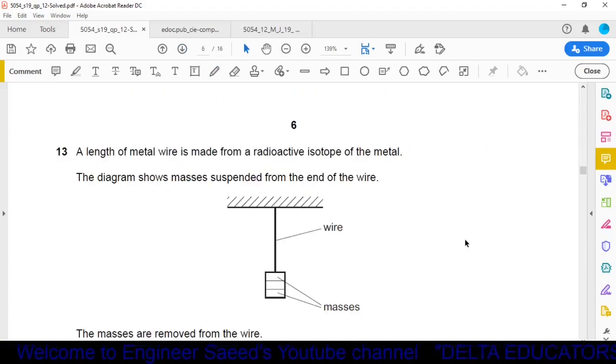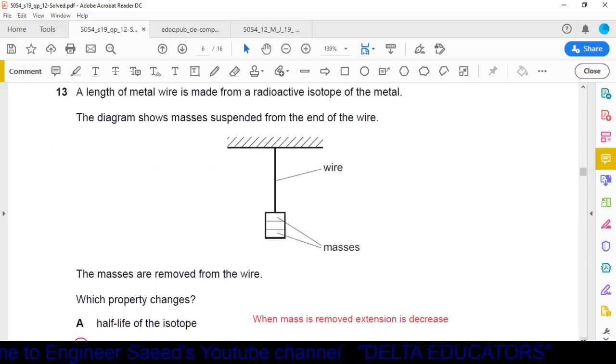Question number 13. A length of metal wire is made from a radioactive isotope of the metal. The diagram shows masses suspended from the end of the wire. The masses are removed from the wire. First thing, here we have a metal wire. It is made from a radioactive isotope and some object is suspended from this metal wire. What will happen when we suspend an object from the metal wire? There will be a stretch, there will be an extension in the metal wire, or we can say the length of this wire will be increased.